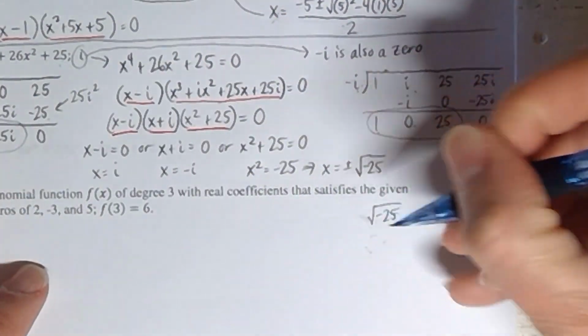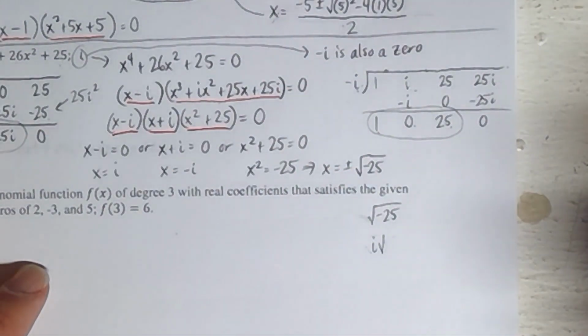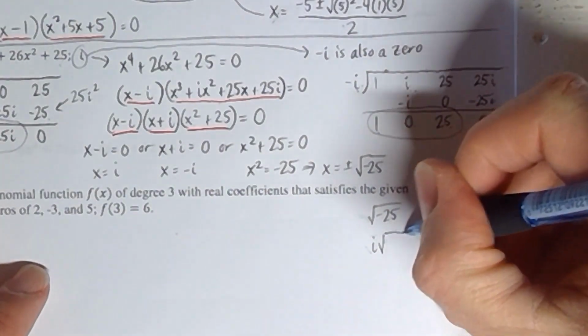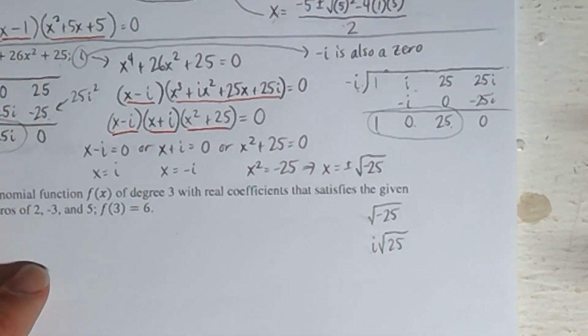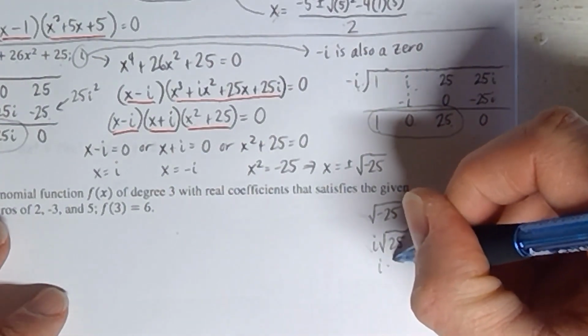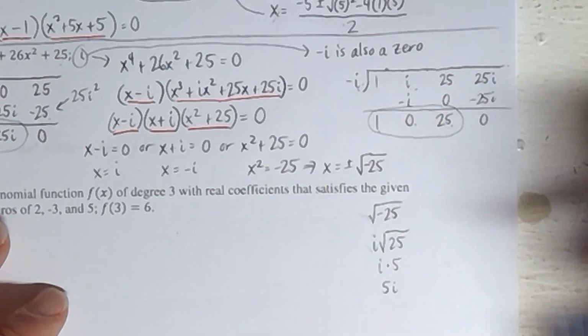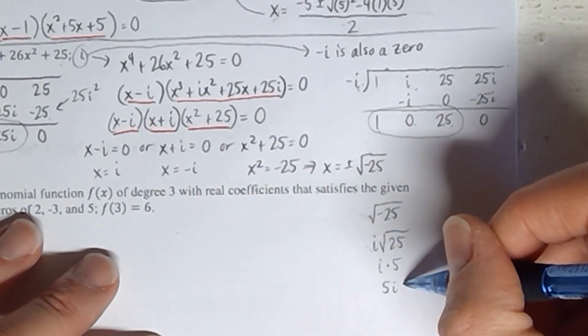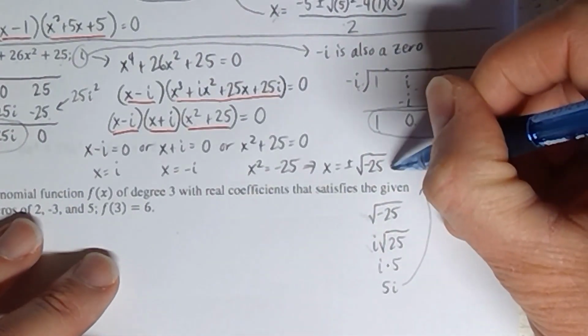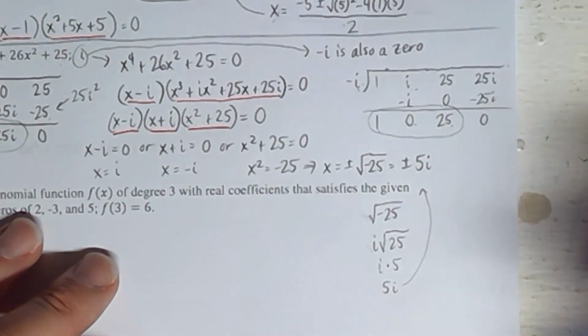We learned that when you have the square root of a negative number, it's the same thing as i times the square root, and then you just change the negative number to a positive, like that. But what is the square root of 25? That is equal to 5. And so the final answer there is 5i. Bringing that back up, we end up with plus or minus 5i.